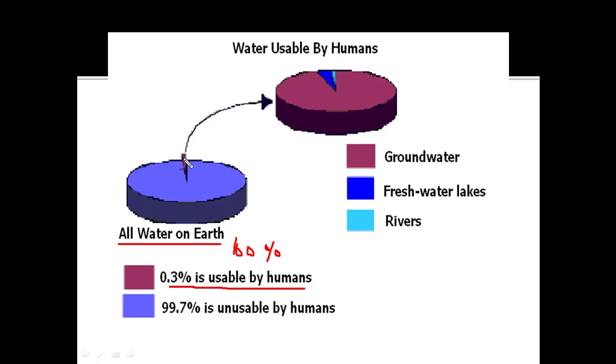Now if we take out this 0.3% usable by humans, this small segment from the pie diagram, it can be further put in the form of a pie diagram, converted to 100%. Out of this 100%, beneath the earth's surface, groundwater is the larger part. The darker blue segment represents freshwater lakes, and a very small segment of this pie diagram represents the river system. This is the distribution of water usable by humans on planet Earth.